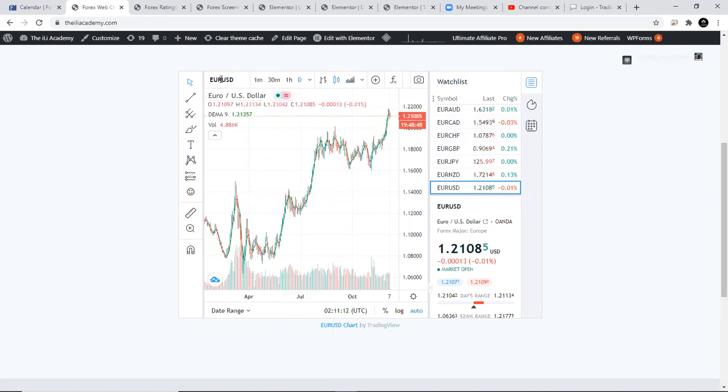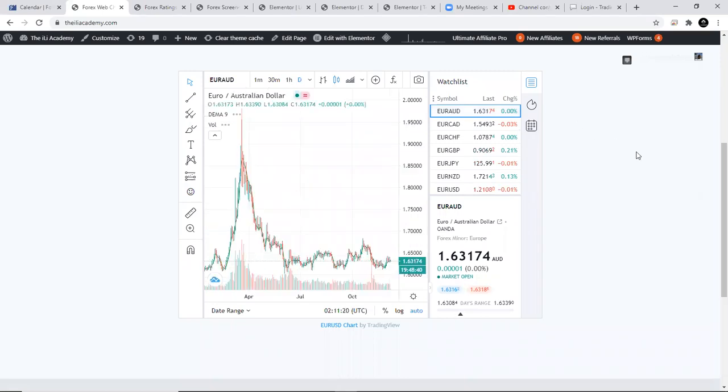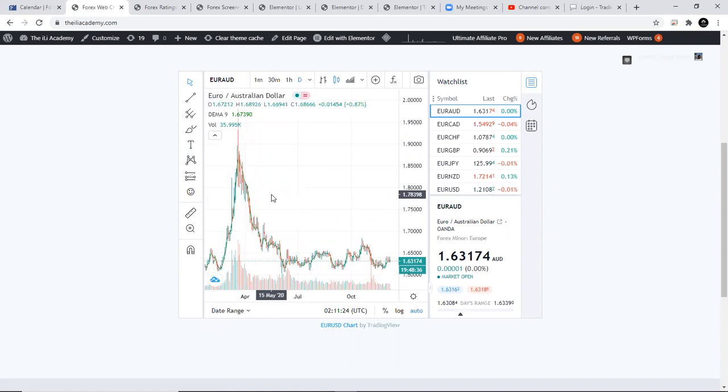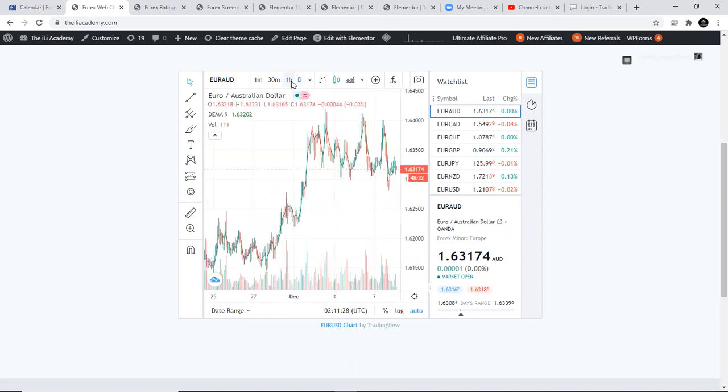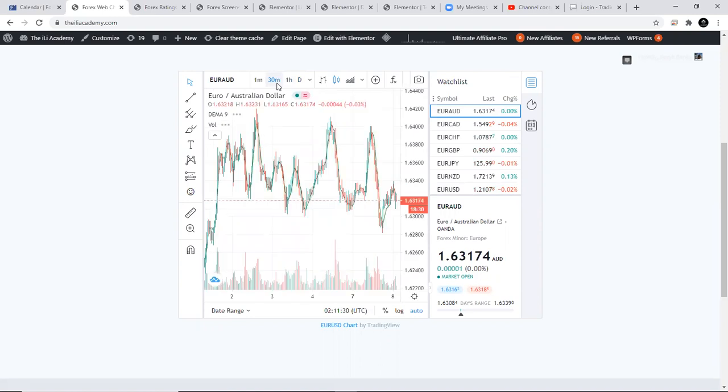So you can click on maybe like here, it's like the Euro US or whatever, or there's a watch list here. If I want to pull up the Euro Aussie, I can click on the Euro Aussie. It's going to change my chart for me. And I can choose kind of what I'm on here. This is a daily chart. I can go to a 1 hour chart, maybe a 30-minute chart like we typically use.